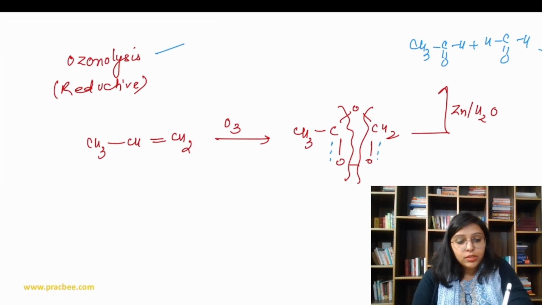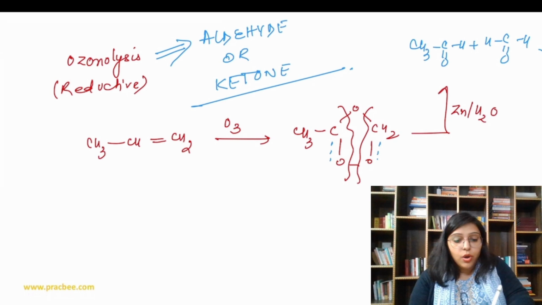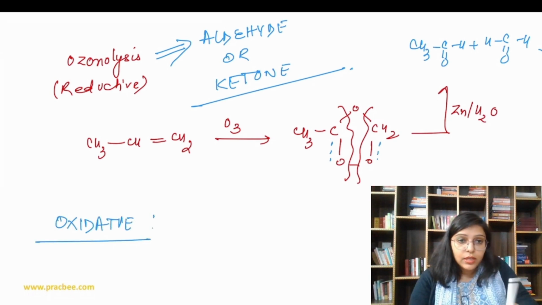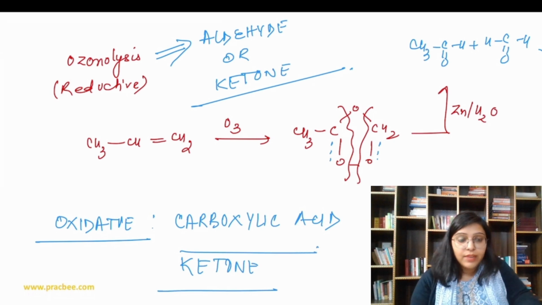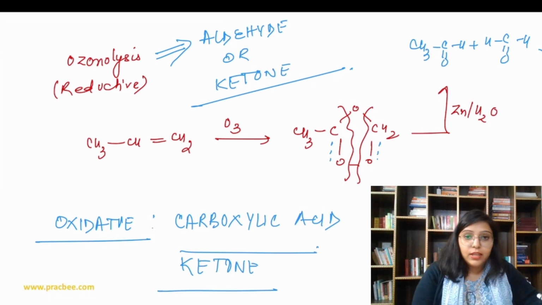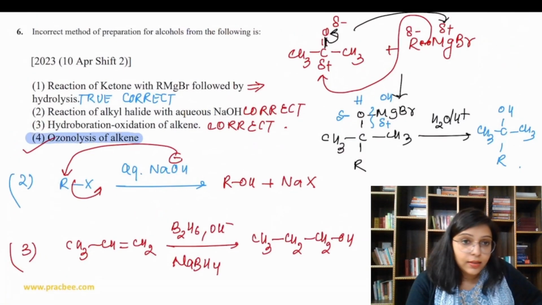So from ozonolysis, we get either aldehyde or ketone. Or if we have oxidative ozonolysis, then aldehyde is converted to carboxylic acid, and ketone stays as it is. Clear? So we do not get alcohol from ozonolysis. We get aldehyde, ketone, or carboxylic acid. So option 4 is going to be the correct answer.